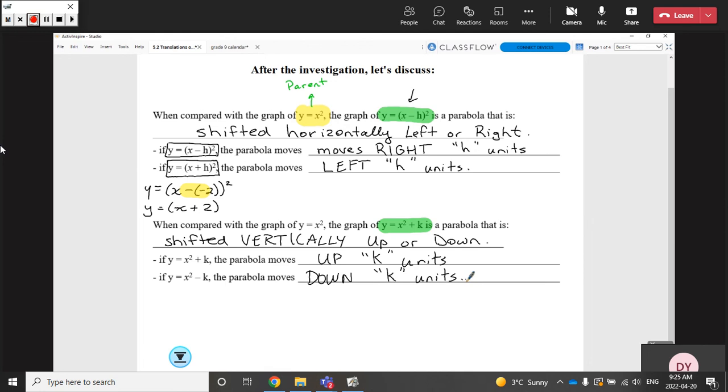So far, so good? Yeah? Okay. Sorry, this is a brand new way that I'm teaching this. Usually it's a lot different. So if it's all good, great.